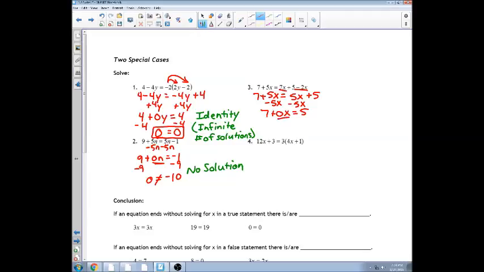We know that 0 times anything will get me 0. Go ahead and subtract my 7. 5 minus 7 is negative 2. Does 0 equal negative 2? No, it does not. So our answer is no solution.